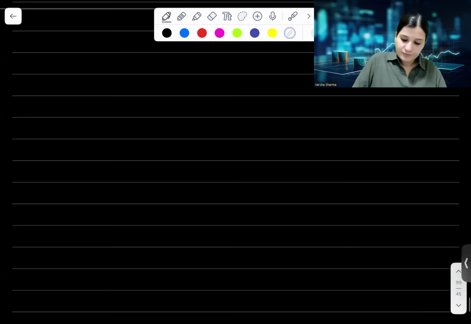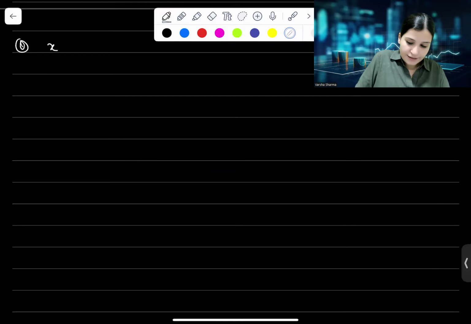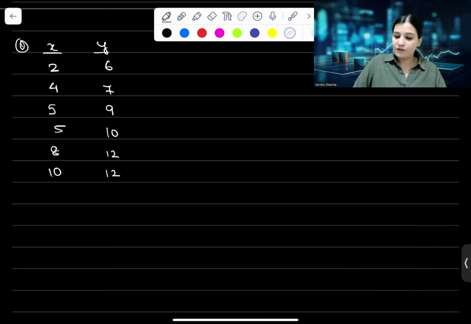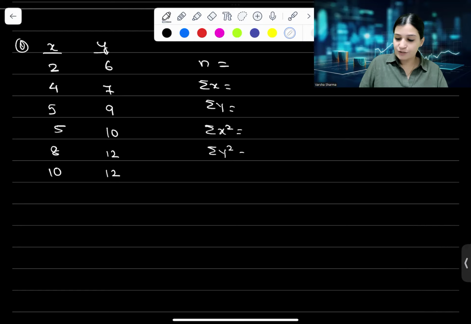Question. X and Y, like in correlation, x is given as 2, 4, 5, 5, 8, 10. Y is 6, 7, 9, 10, 12, 12. Same as in correlation, find n, summation x, summation y, summation x square, summation y square, summation xy. Find everything.